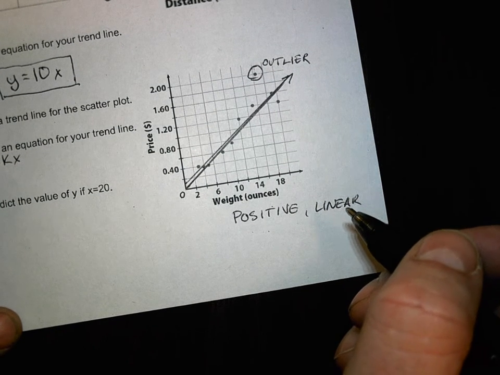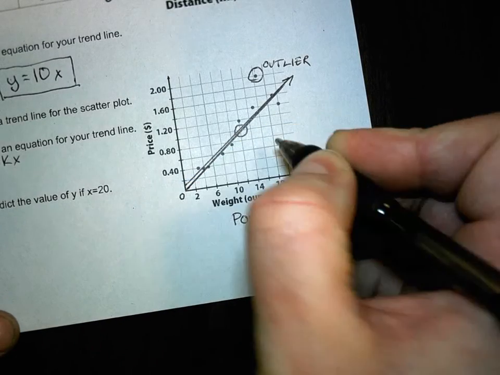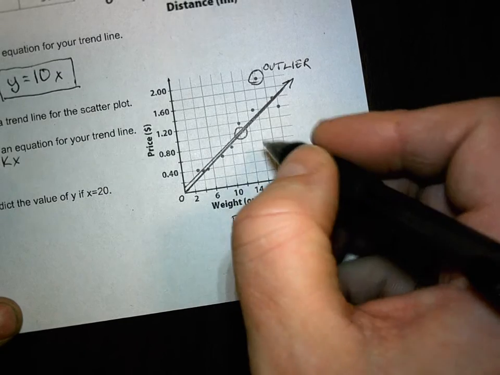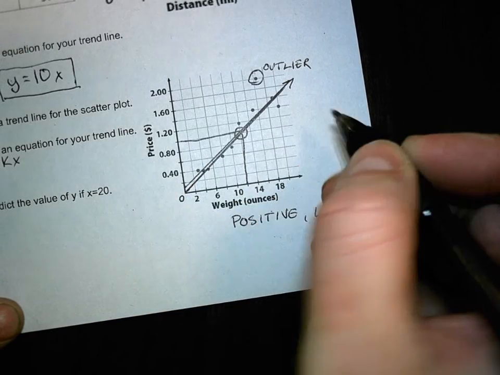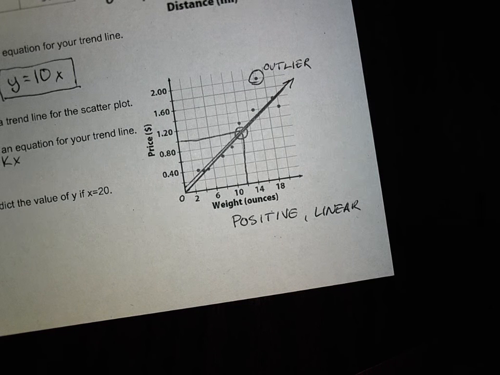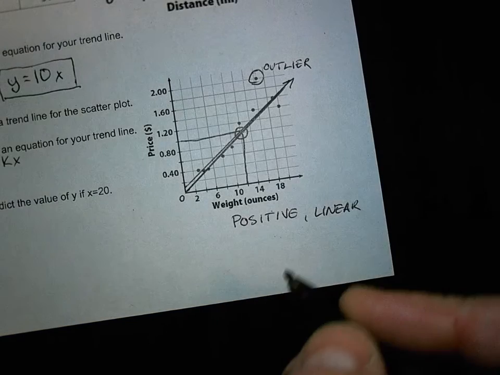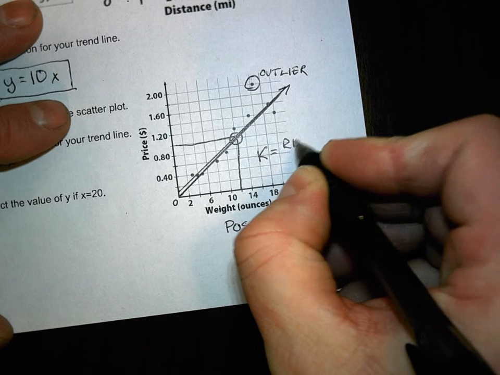Find some point that's near a lattice point. How about this one right here? That's kind of latticey. Yours may not be, because remember, because we made a trend line, our lattice points are not going to be perfect. You're going to have to make a good, educated guess at a lattice point. So, again, what does k equal? Rise over run.